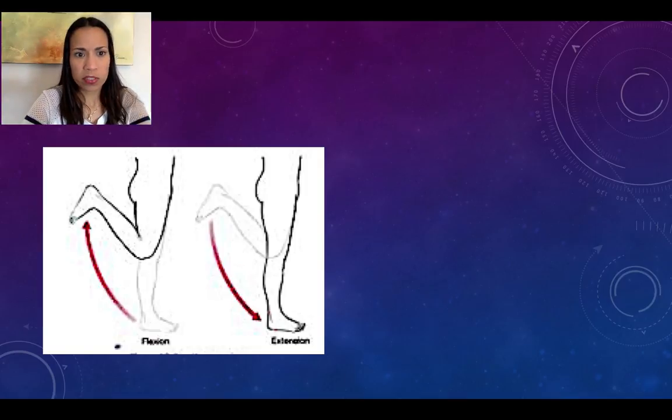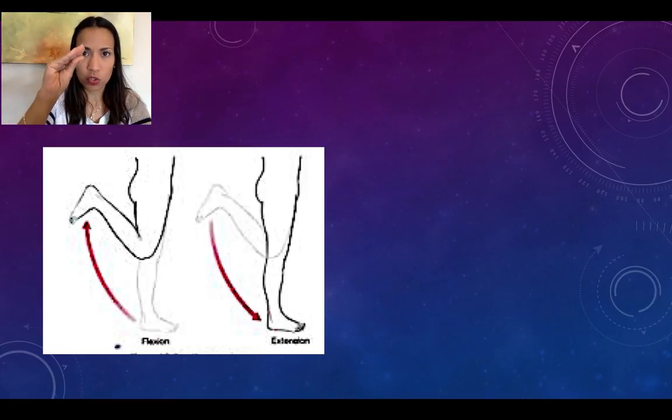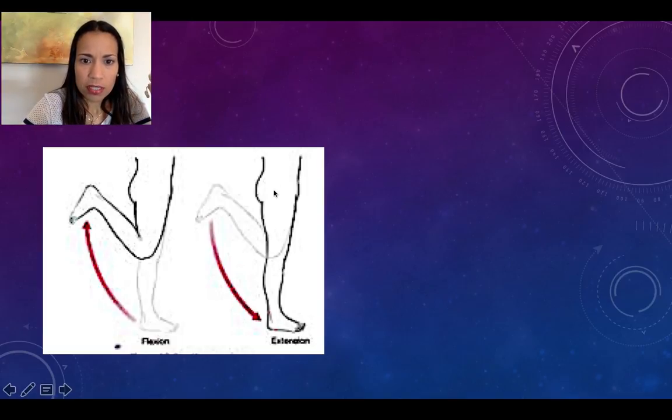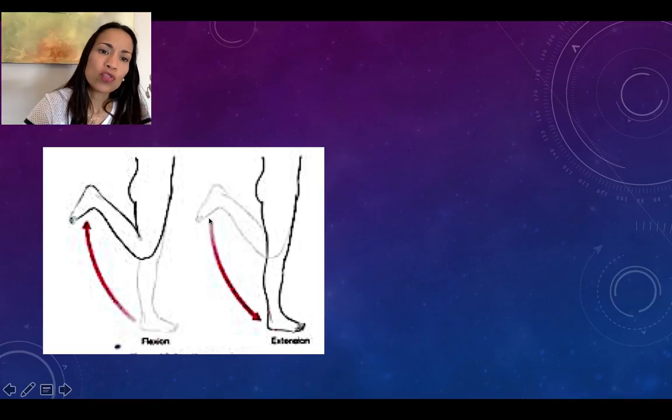So what are these movements? Remember, flexion is when you decrease the angle between two body parts, and extension is when you increase that angle. In anatomical position, most of our joints are in extension. So let's start with extension. The leg at the knee is extended. To flex it is like you're going to try to touch your butt with the heel of your foot. So that is flexion, decreasing the angle between the thigh and the leg.